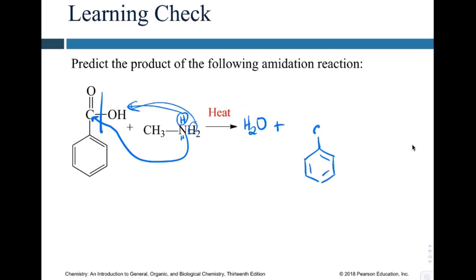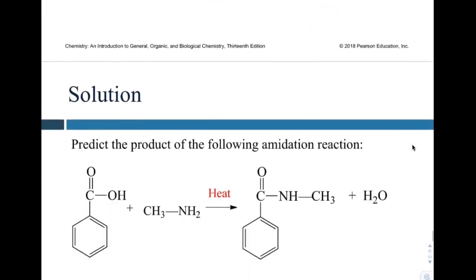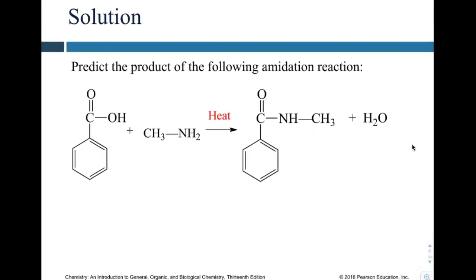Okay, and I got my C right here. Got my O. This is attached to this, right? Which is in turn attached to an H and a CH3. Yeah? Let's see. There we go.